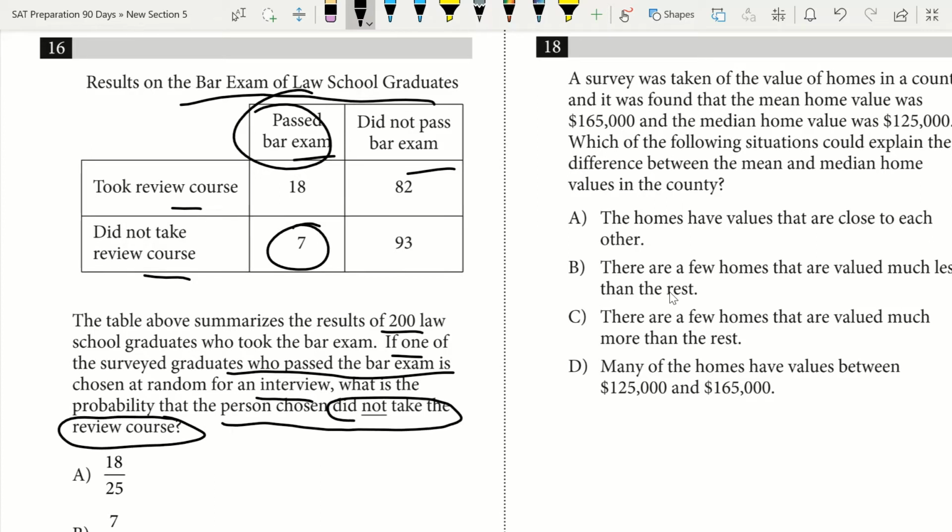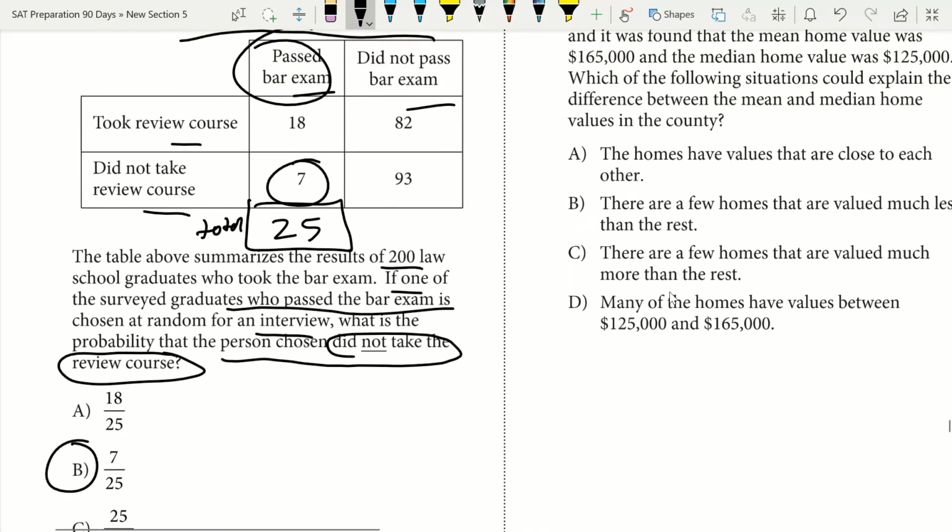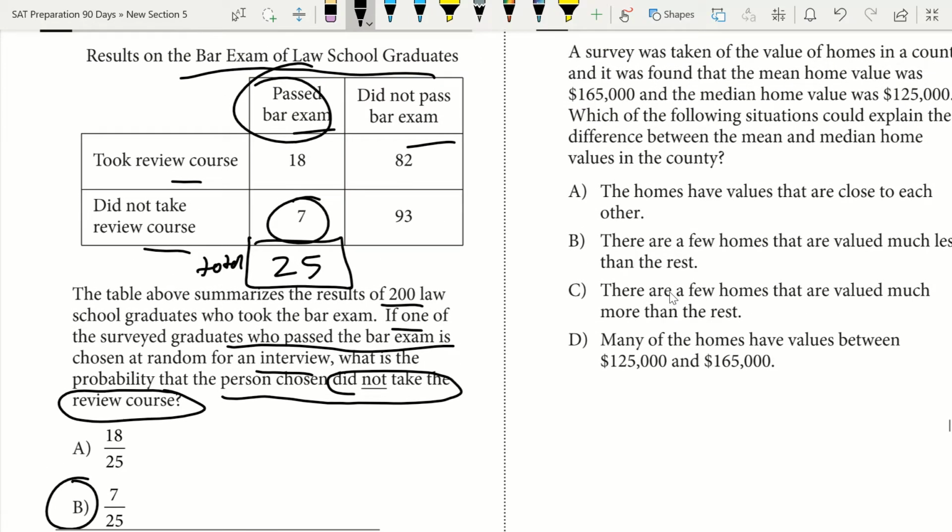Well, that's going to be 7 out of our total in this column. And our total here, I'll write total, that's going to be 25. So that would be 7 out of 25. So that's going to be answer choice B. All right, we see that we have 7 people who did not take the review course but still passed that bar exam. So that probability there will be 7 over 25.